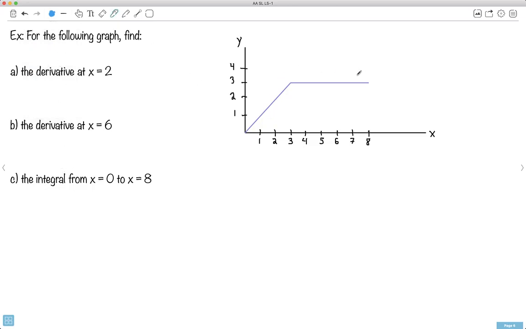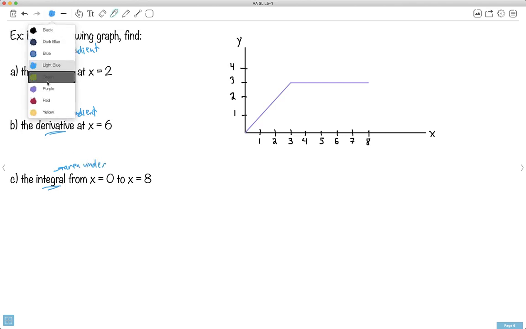We don't know the equation for it, but I want to know, what's the derivative at x equals 2? Remember what a derivative is. It's just a gradient of a tangent line, in this case right here. So it's just a gradient. I want the derivative here. It's also just a gradient. Okay? So that's not so complicated. What's the integral? That's just the area under the curve. You just got to remember those definitions. So let's take a look at this, see if we can do it.